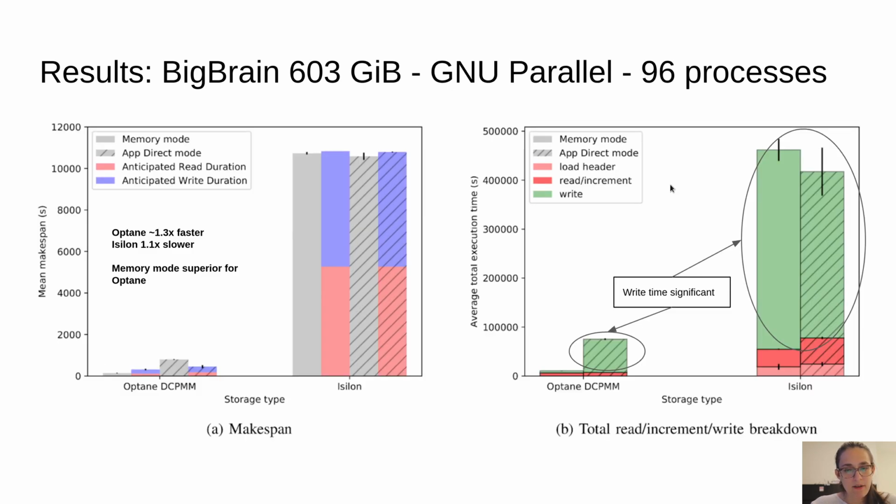And then we increased the number of processes, but stuck with Nighres parallel. And we noticed that Optane was about 1.3 times faster at 96 processes than it was at 25, with Lustre being about 1.1 times slower at 96 than with 25. This is probably because there is more increased contention on Lustre, but it shows that Optane can scale very well.